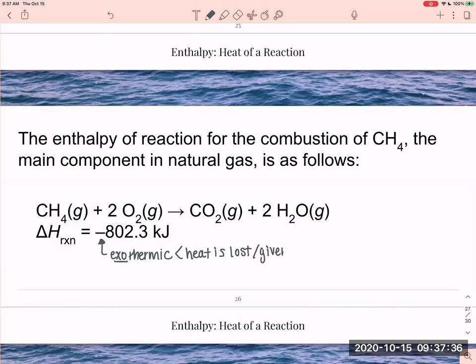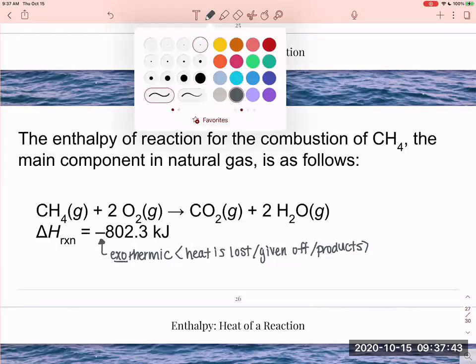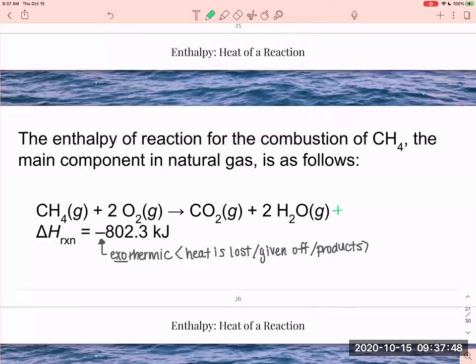Heat is lost, given off, also produced. So hopefully you're thinking, if I have to write heat somewhere, I'm going to write it on the product side, right? Sometimes we'll write heat as a product, and you may have seen that in your oxygen lab if you had that lab. You may also see that in other research. You may see people write heat as a reactant or a product. That means that this reaction produces energy, meaning it's exothermic.